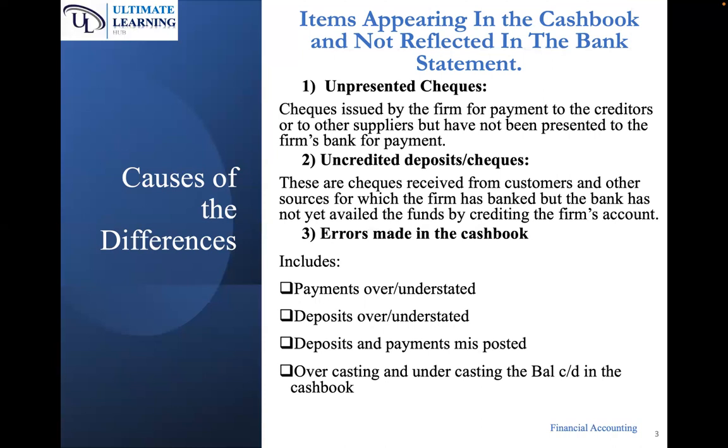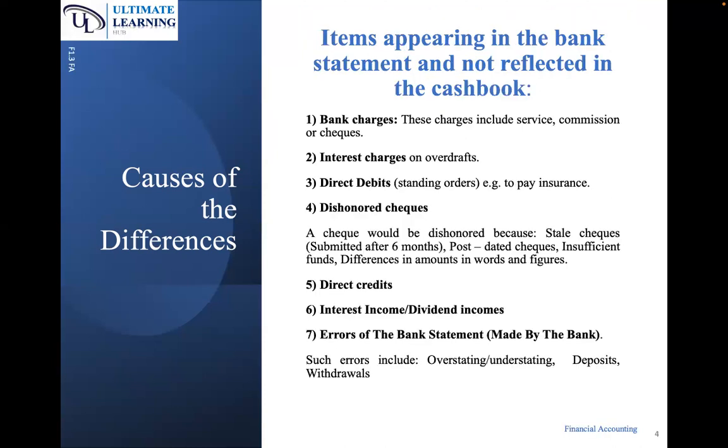The second cause of the difference between the statements is items appearing in the bank statement and not reflected in the cash book. So when we go to the bank statement side, there are some items that appear according to our banker, the items are there, but on this other side, in the cash book, those items are not reflected.